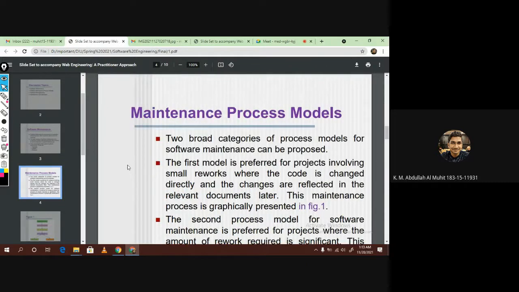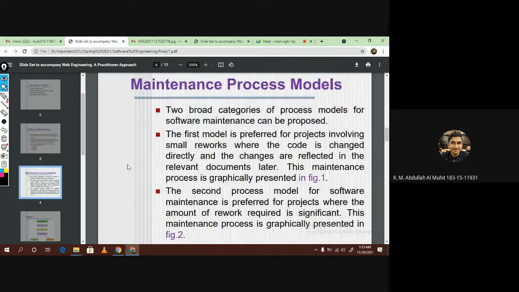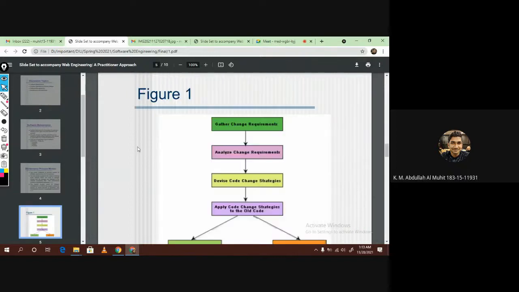In the maintenance process model, we're going to have a look into two categories. The first model is preferred for projects which involve small reworks, where the code is changed directly and the changes are reflected in the relevant documents later. This maintenance process is graphically shown in figure 1, which is here.